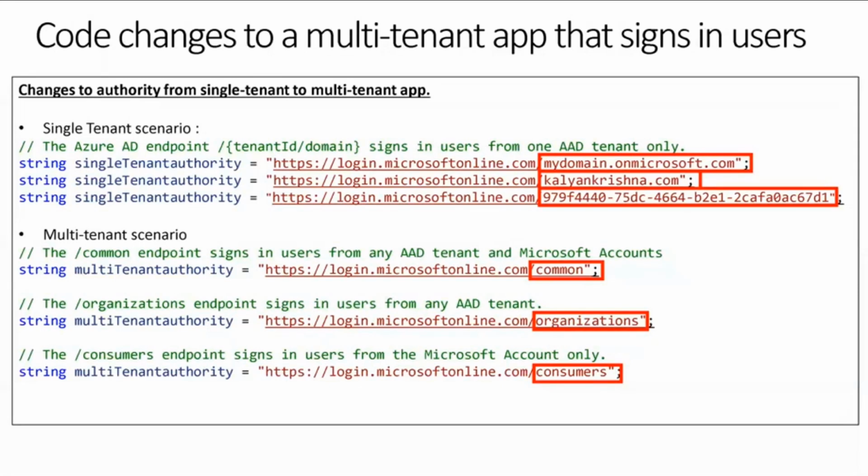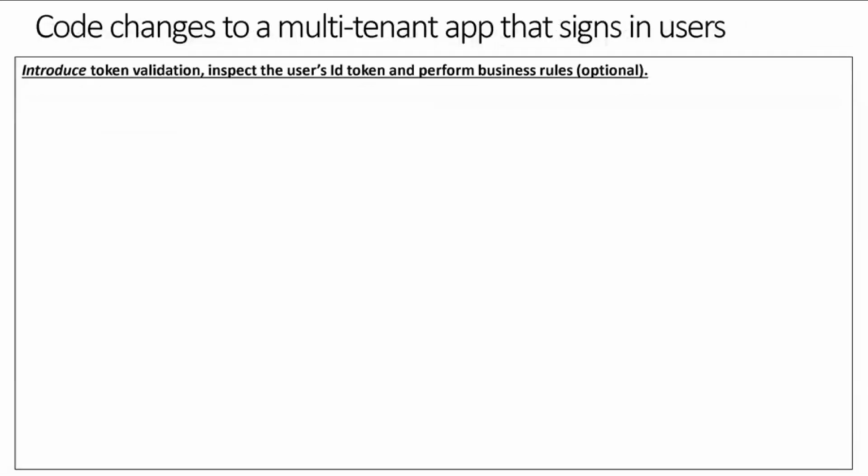Once you have made your application a multi-tenant one, the first change you have to make in your code is to use one of these three authorities as the authority where your application will now redirect users for signing in. If you are an application that is signing in users, you don't really care about token validation.